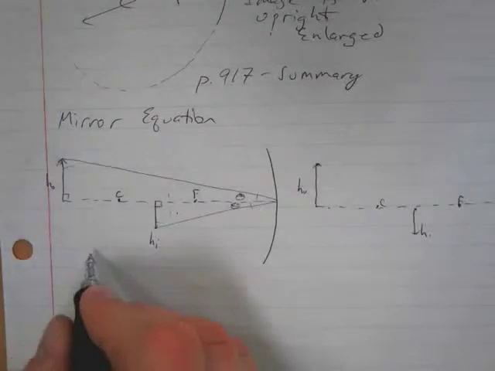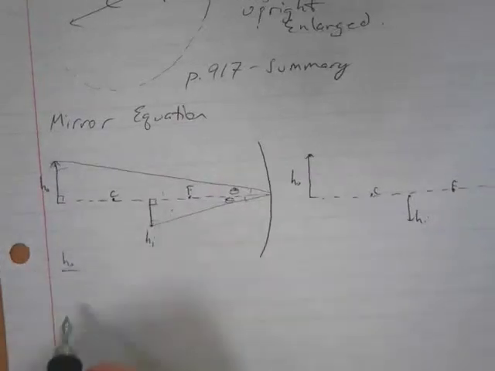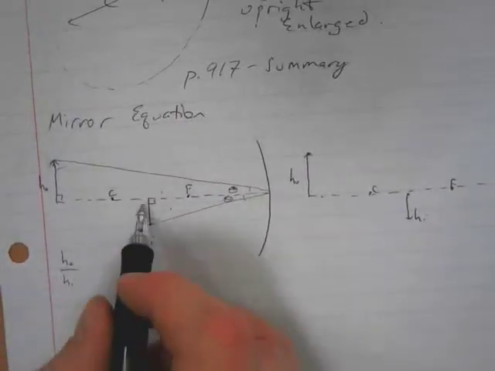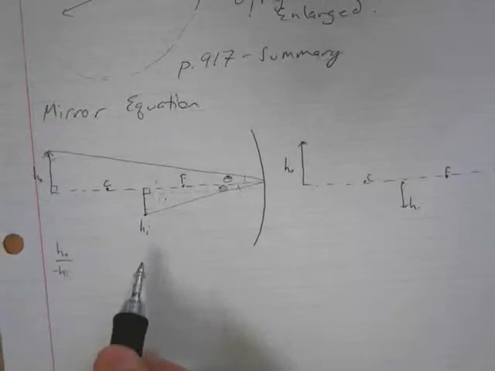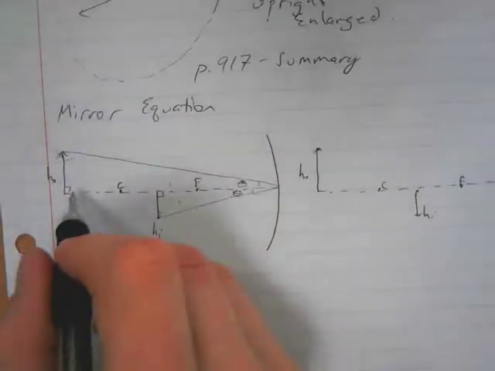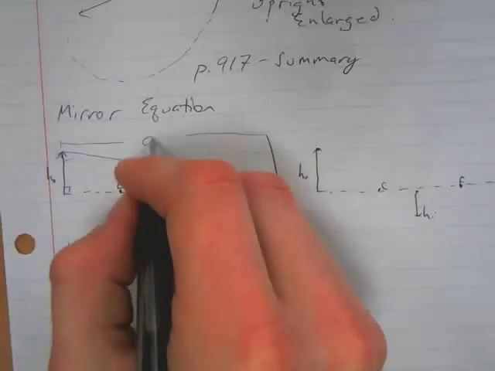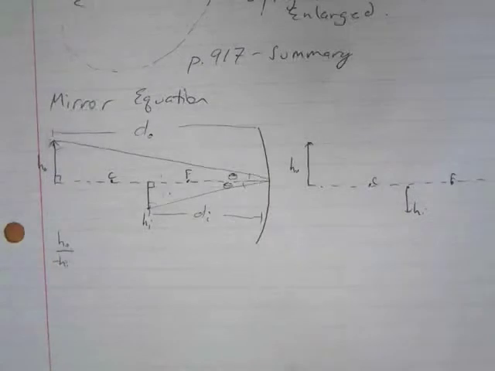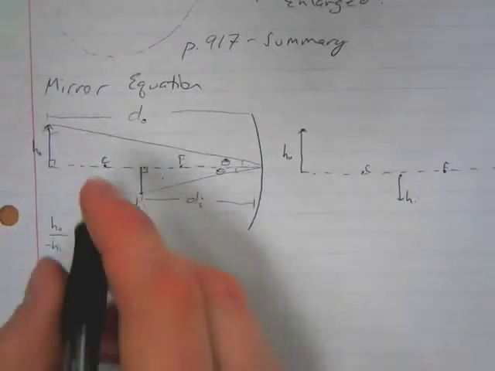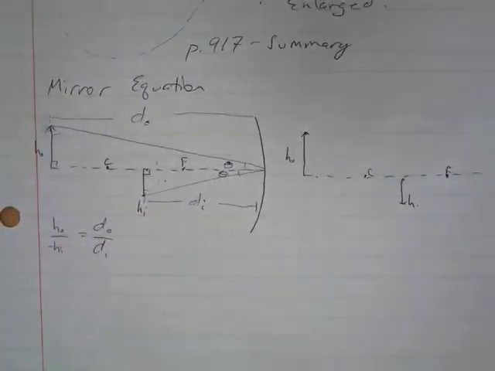So we can take our object height and say that that is proportional to our image height. Since our image height is downward, we say it's negative, so to get rid of that sign, we say negative image height. And we can say that's equal to the ratio of these sides. So from here to the mirror, we call that our object distance. It's how far the object is from the mirror. From here to here, we call that our image distance, how far the image is from the mirror. And those are these other sides of the triangle, so we can say that those two are equal to one another. So that's one relationship that we're going to use to derive our mirror equation.